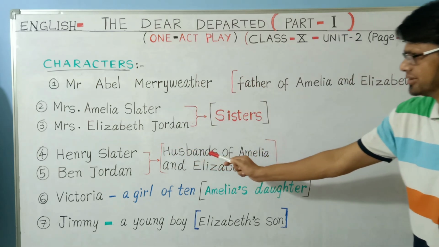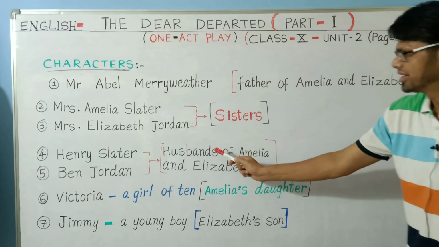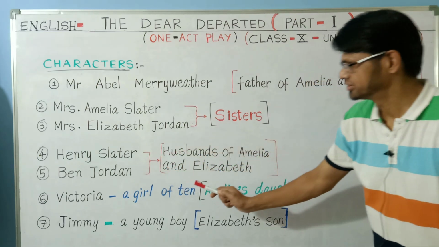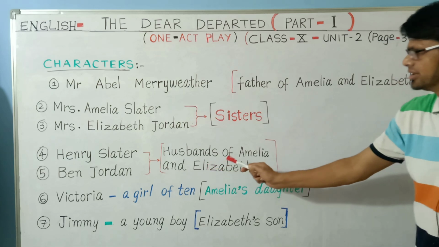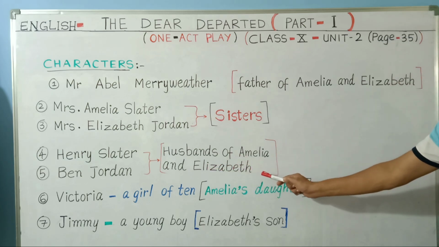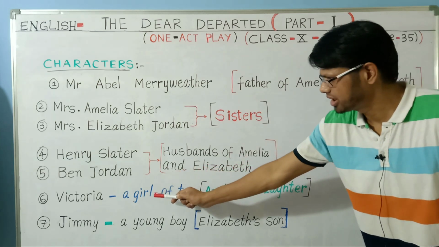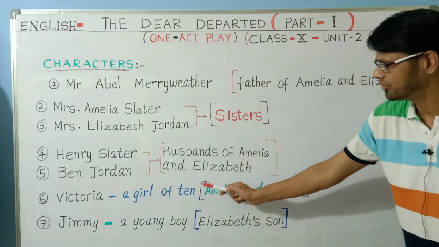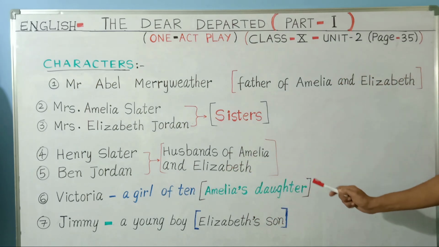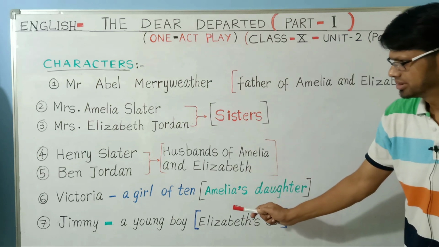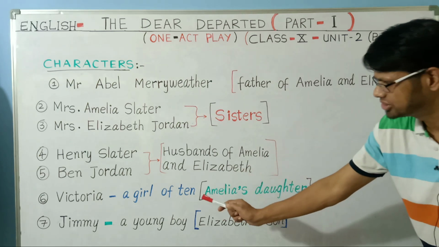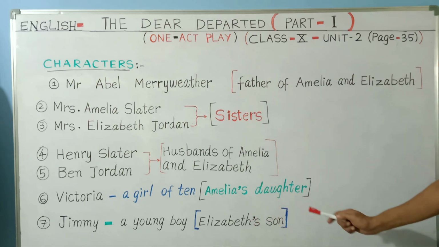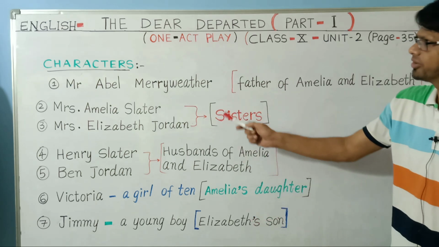Number 4, Mr. Henry Slater. Who is Mr. Henry Slater? Husband of Amelia. Number 5, Mr. Ben Jordan. Who is Mr. Ben Jordan? Husband of Elizabeth. Number 6 is Victoria. Who is Victoria? A girl of 10, Amelia's daughter. And who is Jimmy? Jimmy, a young boy. Who is Jimmy? Elizabeth's son. So these are the characters of our new lesson.